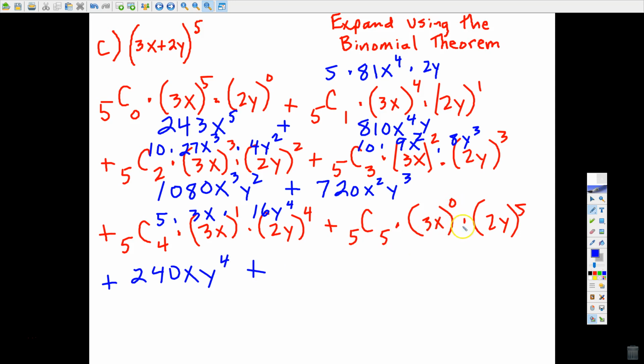And then finally, 5c5 is just 1. 3x to the 0 is 1. What is this, Meredith? 2 times y raised to the 5th. 2 to the 5th times y to the 5th. 32 y to the 5th. And we are done.